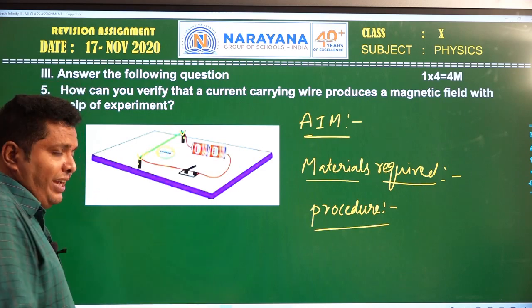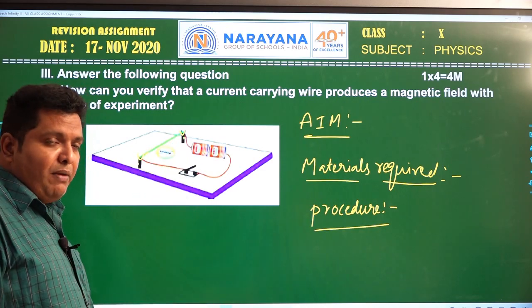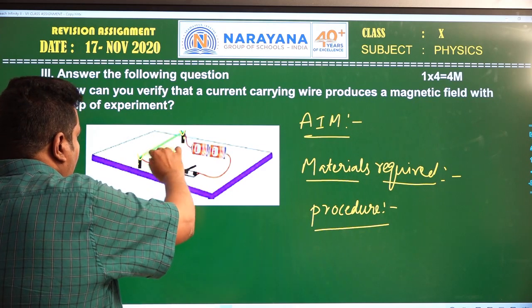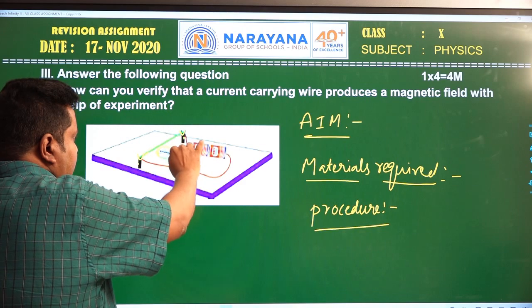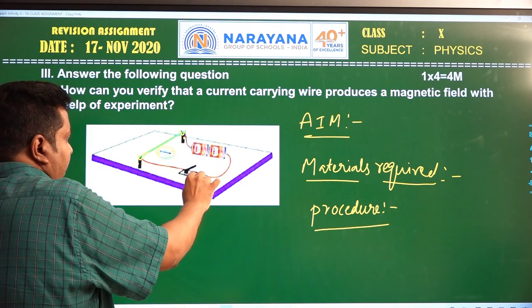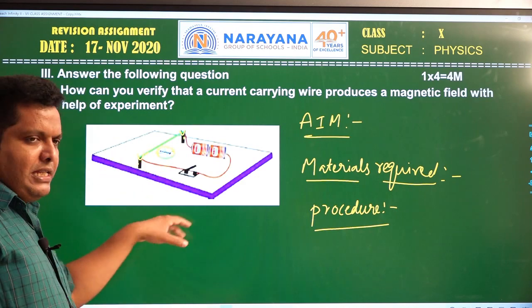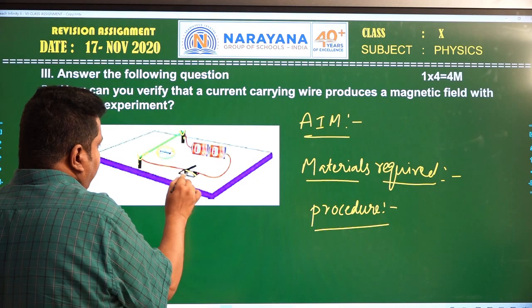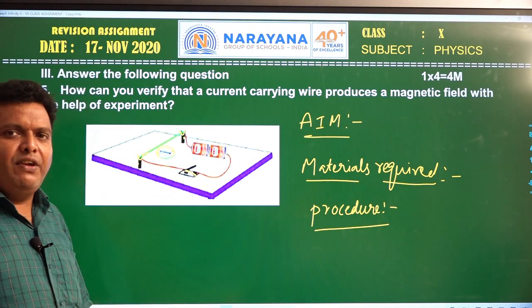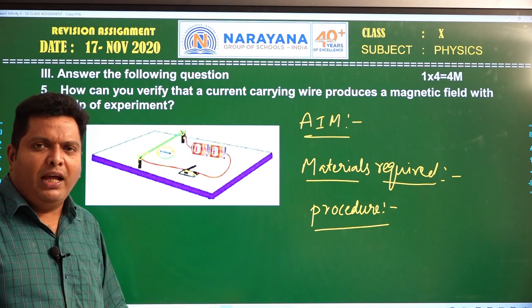Take a 24 gauge copper wire and pass it through the two slits. One end of the wire should be connected across the plug key, and the other end is connected across the battery, and the remaining end should be connected with a copper wire. And this is the complete circuit diagram. Now, if the key is closed, what happens? The current will pass into the circuit.